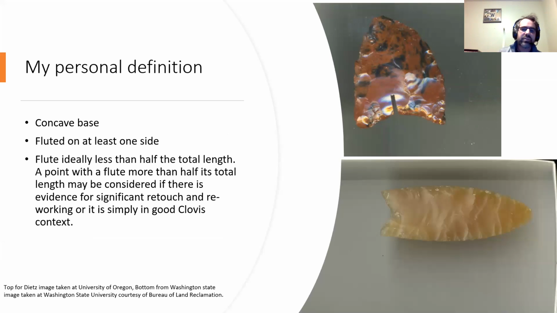So personally, I use a definition that requires a concave base. It has to be fluted on at least one side. And the flute ideally is less than half the total length, but I allow the flute to be more of the total length. And this is admittedly very subjective if the projectile point seems to have gone through significant retouch and reworking or resharpening, as the example is from Dietz up in the top right. So if I see major evidence of resharpening and retouch, then I will allow the flute to be longer.